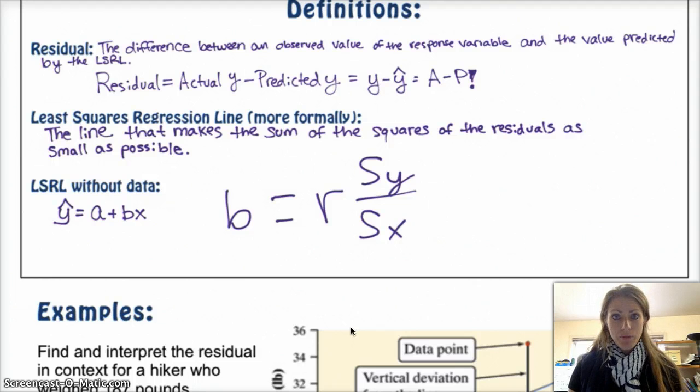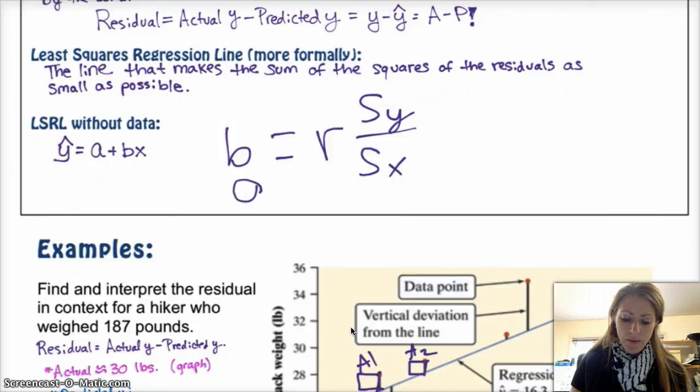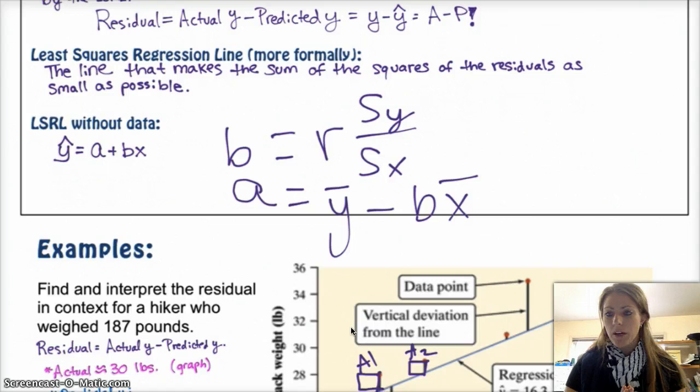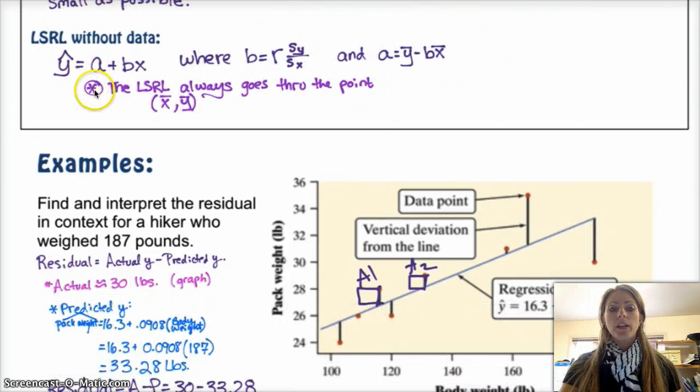Okay, again, this is on your packet, so you don't need to memorize it. The other thing that will help you as well is that a, which is the y-intercept, is equal to y bar minus b times x bar, where y bar and x bar are the mean of the y's and the mean of the x's. So if you have the numerical stats for the data, you can still find the least squares regression line. Also super important, the least squares regression line always goes through the point x bar, y bar.